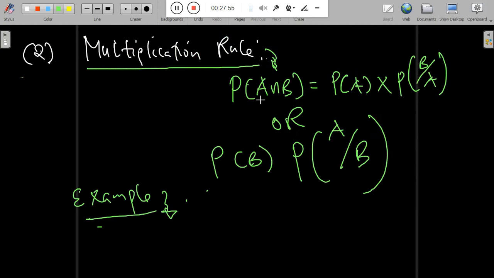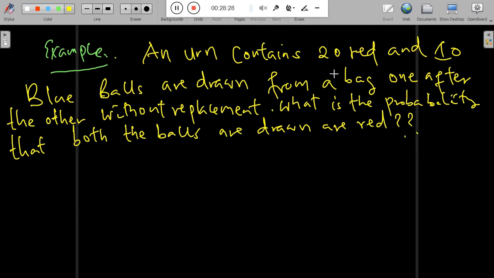Now let's jump to another concept. This is rule number 2, the multiplication rule. We have taken time to go through the addition rule, and now this is the multiplication rule. Under the multiplication rule, what you need to understand is that the probability of A intersection B is given by the probability of A times the probability of B given A.